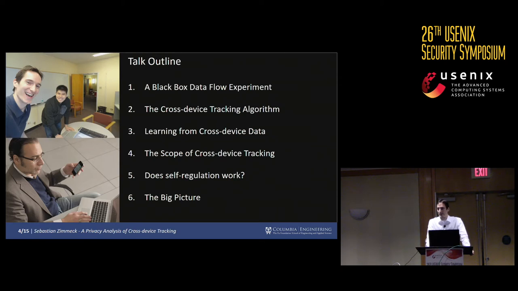Cross-device tracking is not a niche, but rather a mainstream thing, and that is something we will show here as well. There is self-regulation. For example, the Digital Advertising Alliance has a requirement that ad networks and everybody else who engages in cross-device tracking has to mention that in their privacy policy. So we looked into the privacy policies of various companies and assessed whether they comply with this requirement. And then in the end, I placed these results into a big picture.